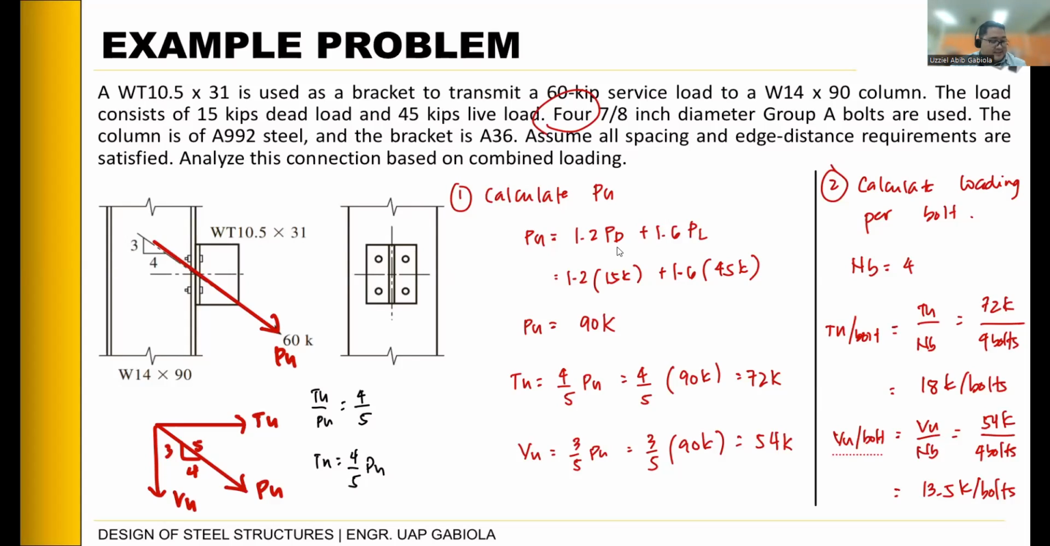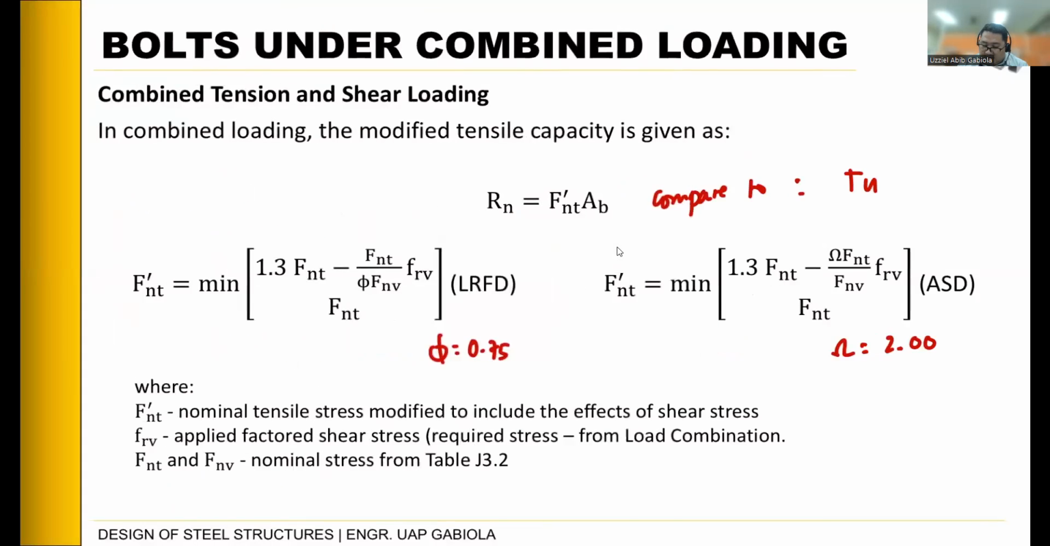Okay, next. So, meron na tayong capacity. Ibig sabihin, ito yung kinakarga: 18 kip per bolt yung kanyang tension, and then 13.5 kip per bolt yung kanyang shear. Yan yung na-experience niya, yung applied loading sa kanya. Okay? Ngayon, kailangan nating i-check later dun sa interaction equation natin. We need to calculate yung value na tinatawag nating FRB.